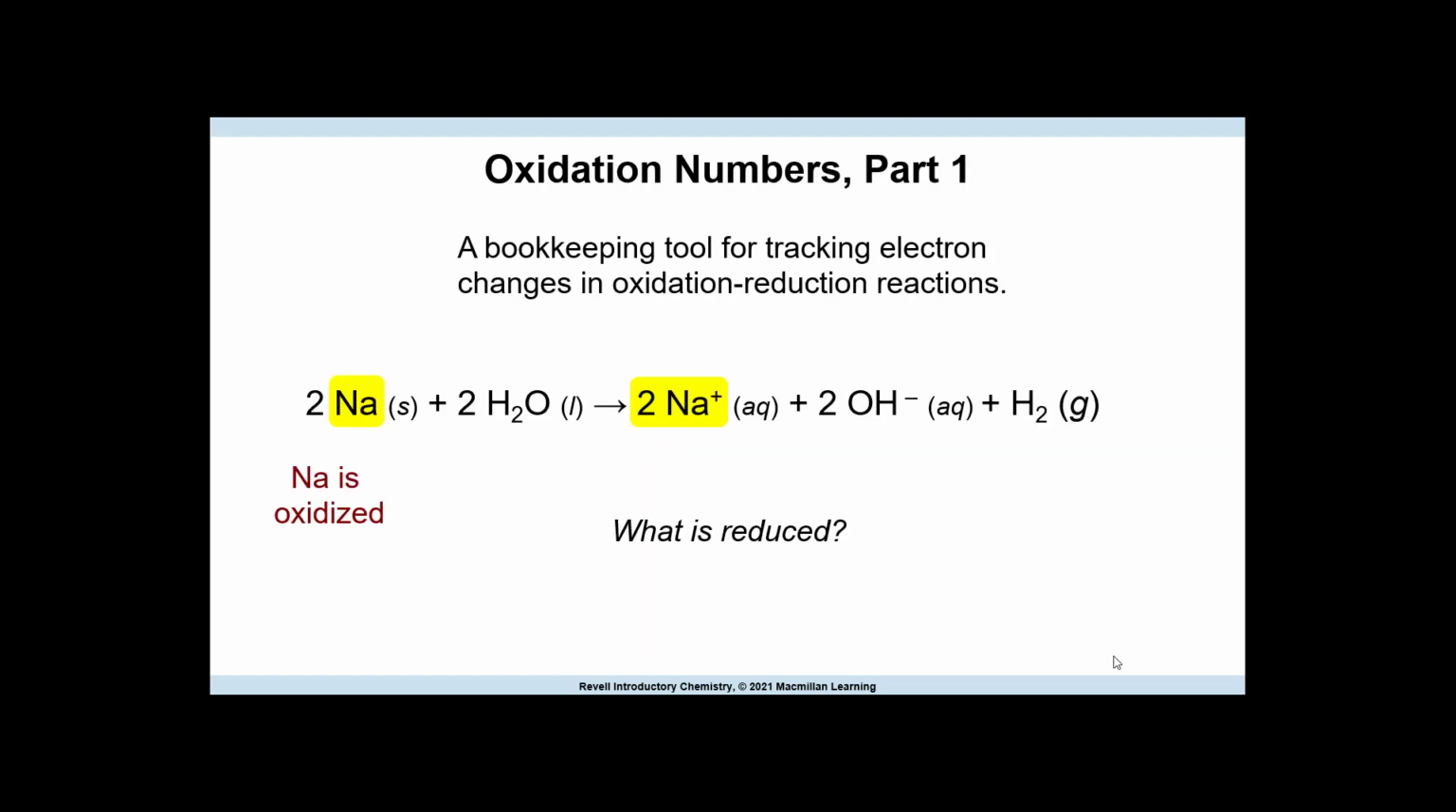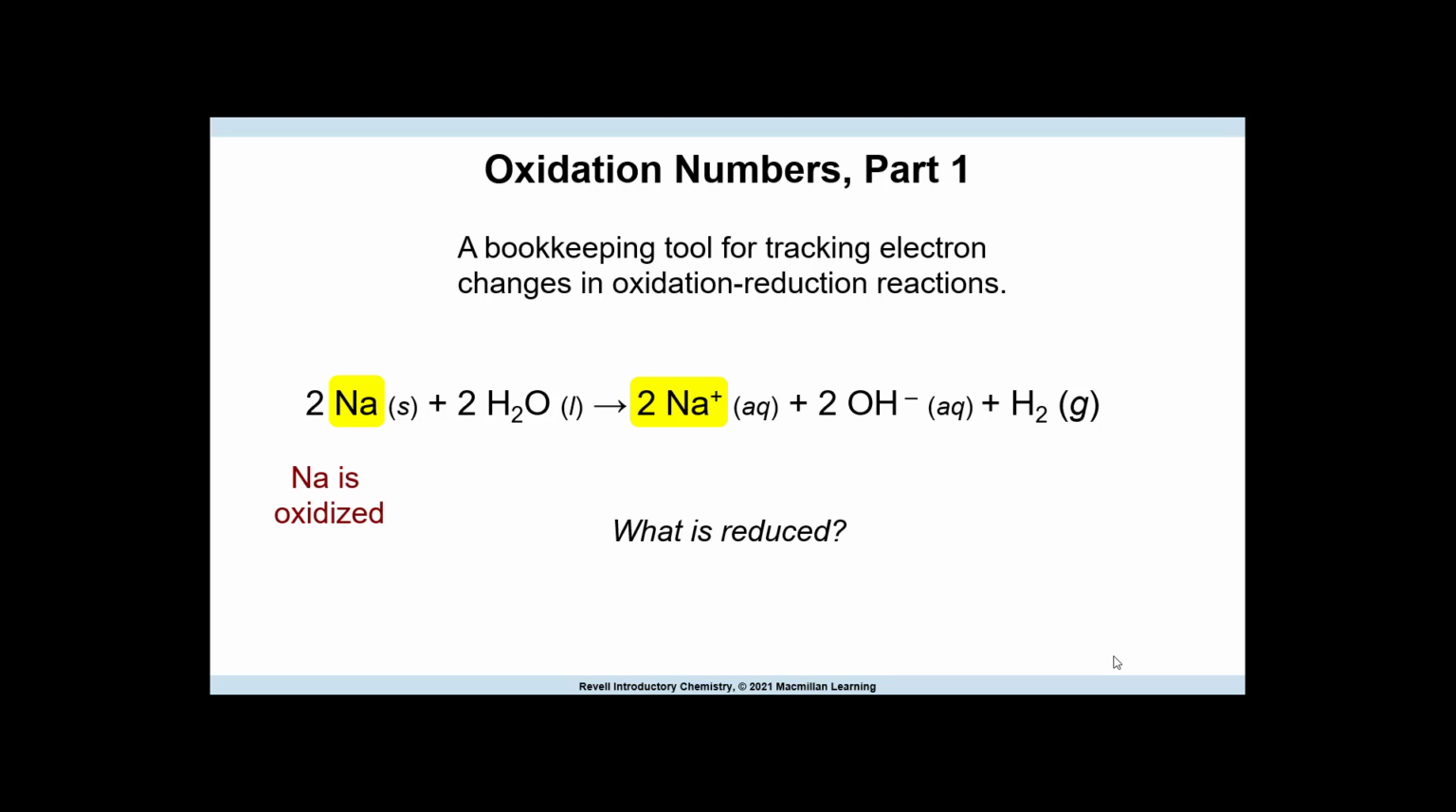So let's take a look. This is a reaction we're going to come back to. When dealing with simple monoatomic ions, the gain or loss of electrons is easy to determine. However, many redox reactions involve polyatomic ions or neutral molecules, and the change that takes place on each atom can be harder to measure. For example, consider the reaction of sodium metal with water, written as an ionic equation.